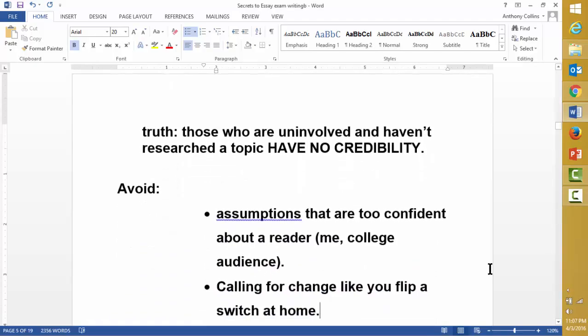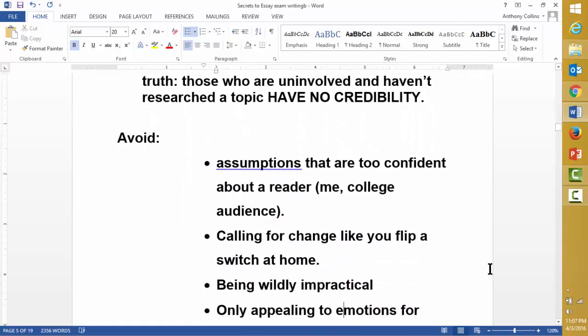Avoid assumptions that are too confident about a reader. I've had students assume that they know everything about me and try to write something to a teacher they really don't have at all. Don't do that. Assumptions have to be spelled out clearly, and your textbook says this more clearly than I could.